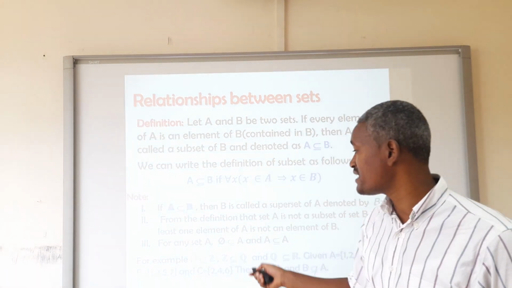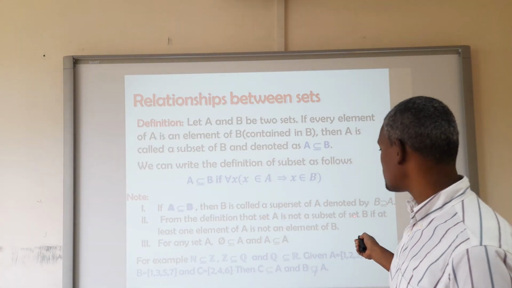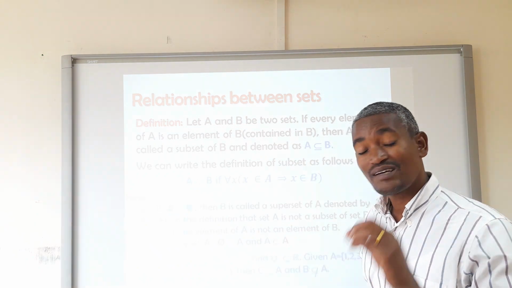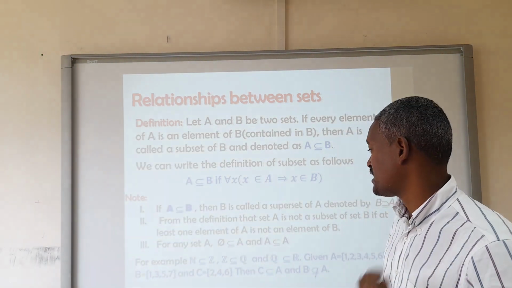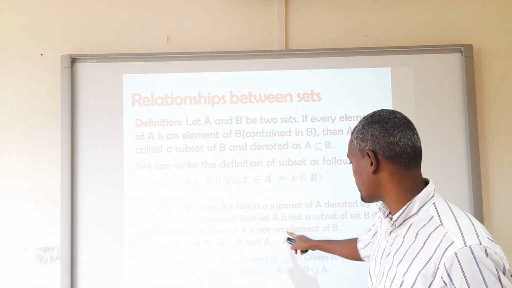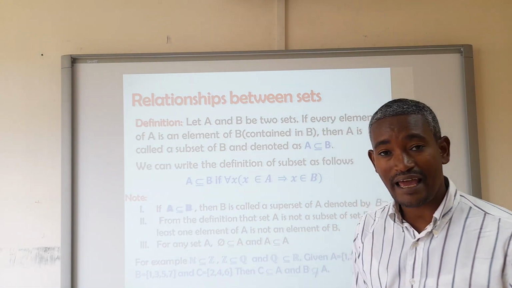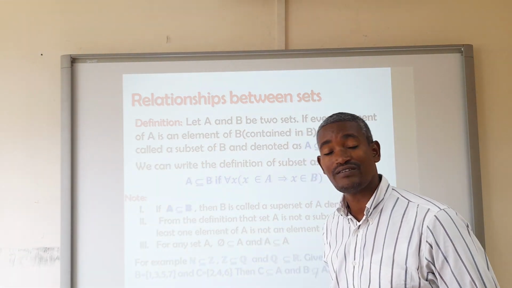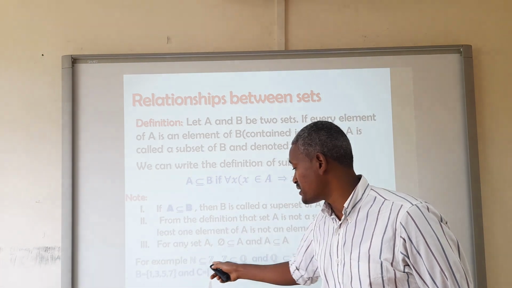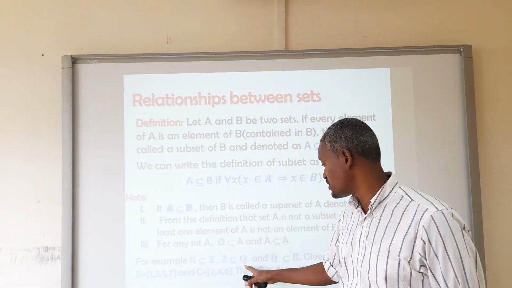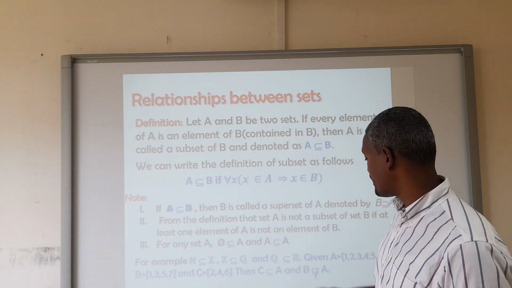From the definition, a set A is not a subset of set B if there exists at least one element in set A that is not an element in set B. For any set A, the empty set and the set itself are subsets. Clearly, the natural numbers are a subset of the integers, the integers are a subset of the rational numbers, and the rational numbers are a subset of the real numbers.